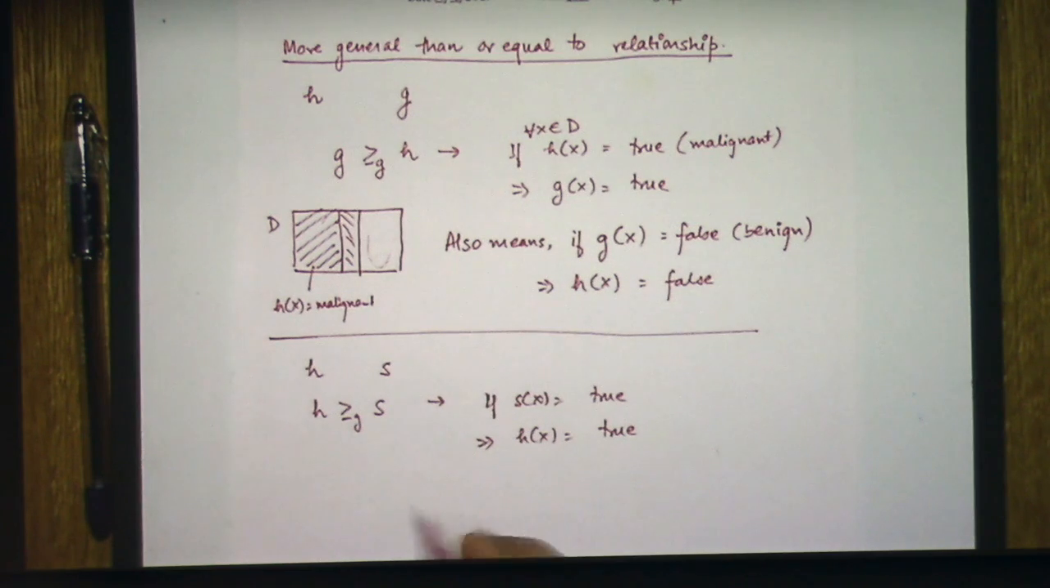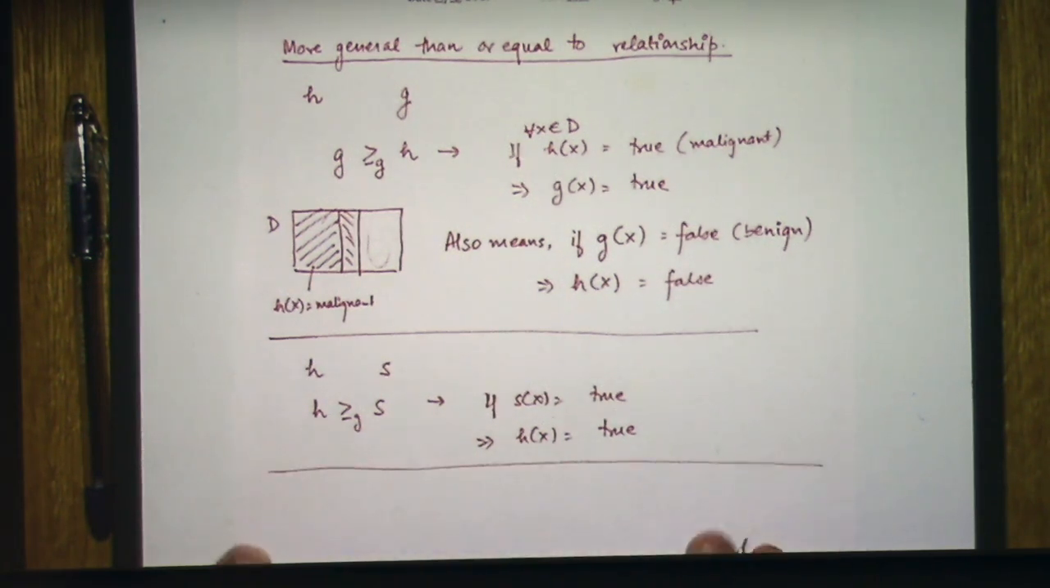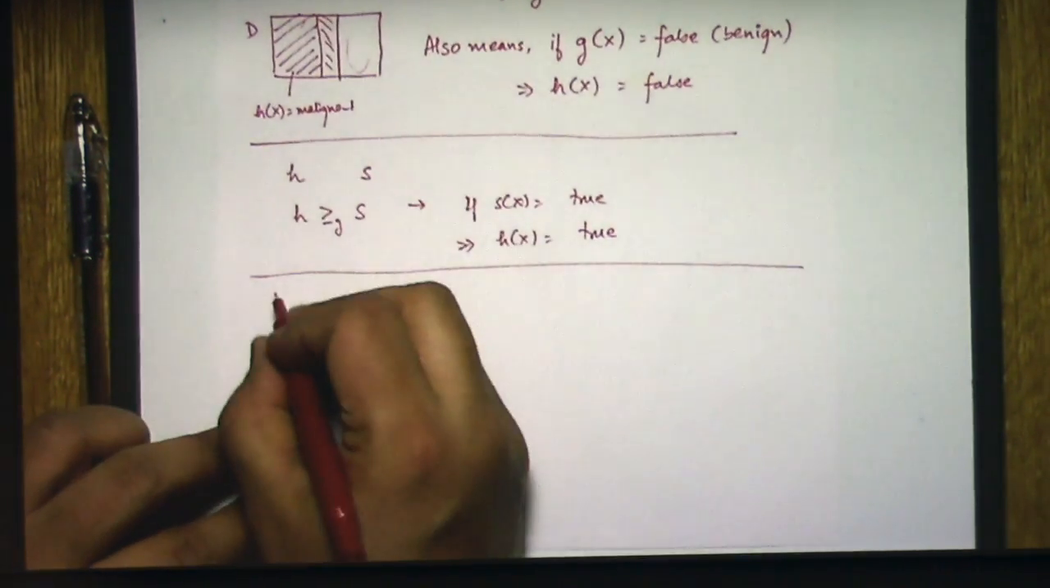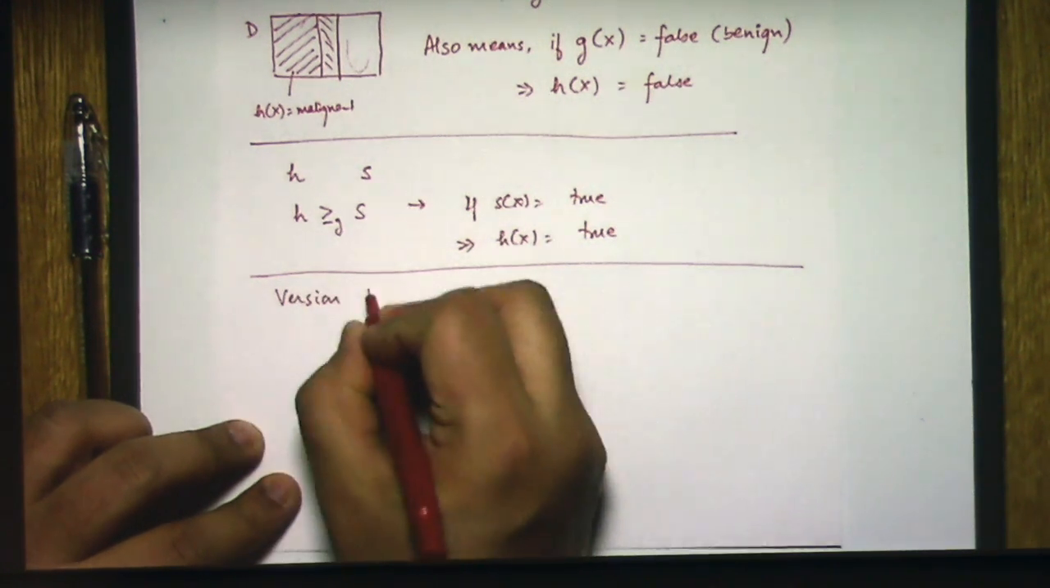With that, we were looking at one theorem, the version space representation theorem, right?